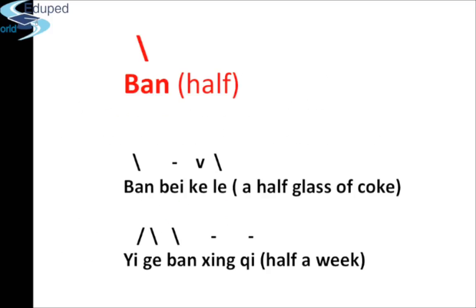Okay, how about those halves? So what happens if you want to add a half to anything? You might be asking yourself this by now. Well, the word for half is 半. And it can come at the beginning, such as in this sentence, 半杯可乐, a half glass of Coke. 杯 here can mean glass or cup. 一杯可乐, one glass of Coke.